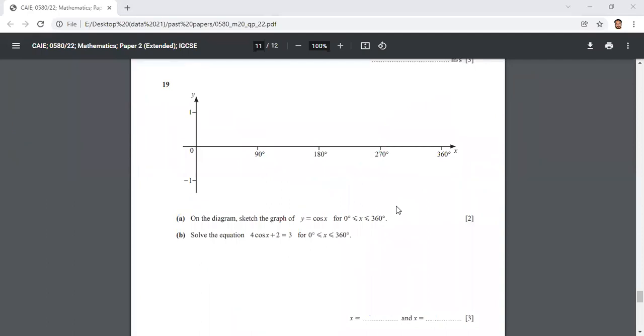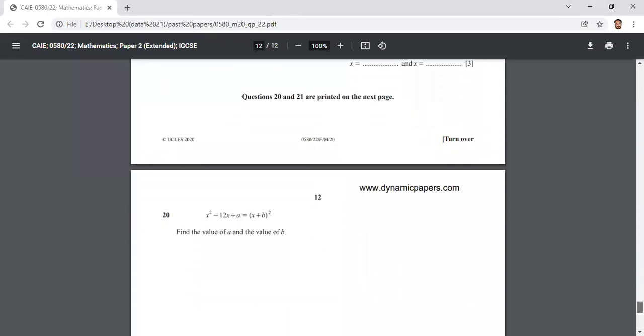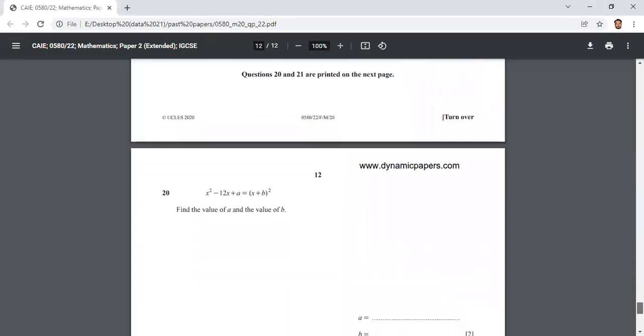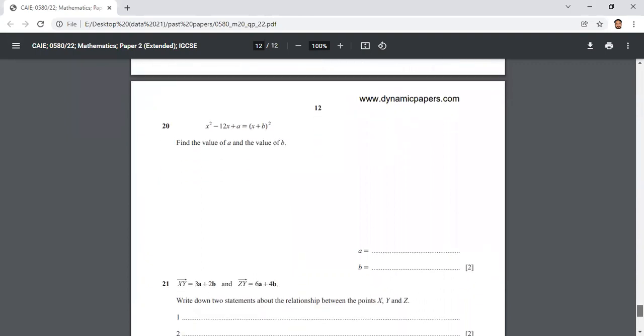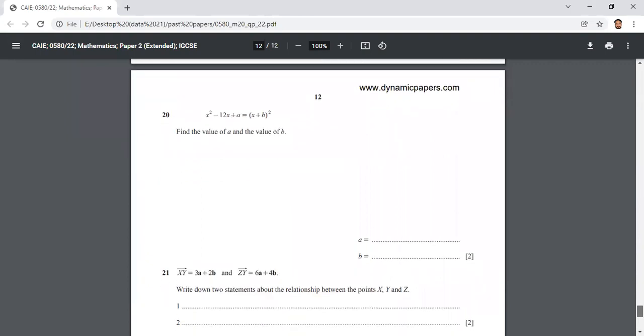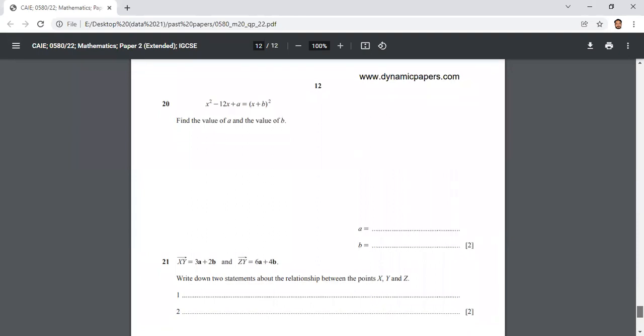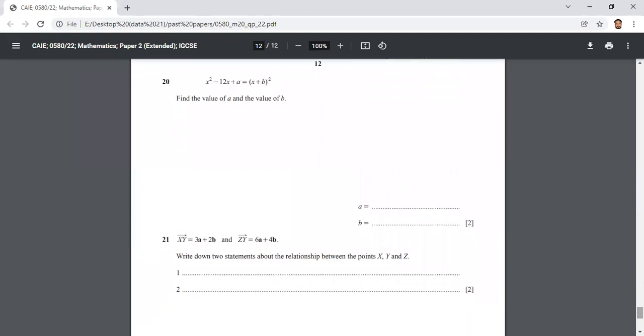To clear my drawing, we move next to finish this paper, because most of you are waiting to get the solution of the rest. Question 20 is about algebra, and we will try to compare to find the value of A and B. So let's have a look.